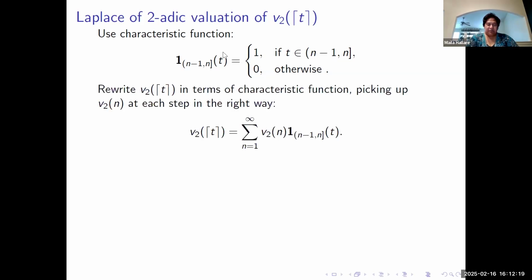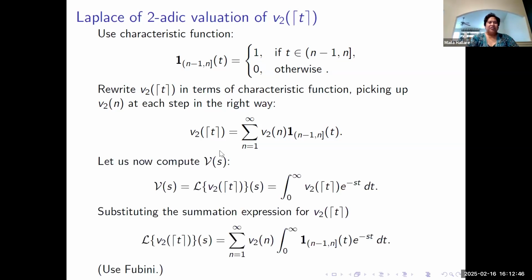Because of this definition of the characteristic function, we can now write the 2-adic valuation of the ceiling of t as this sum. So we are going to pick up those coefficients v2 of n as we march through t after chopping it up into unit intervals n minus 1 to n. Having written our 2-adic valuation of the ceiling of t in this form, now it's time to compute the Laplace.